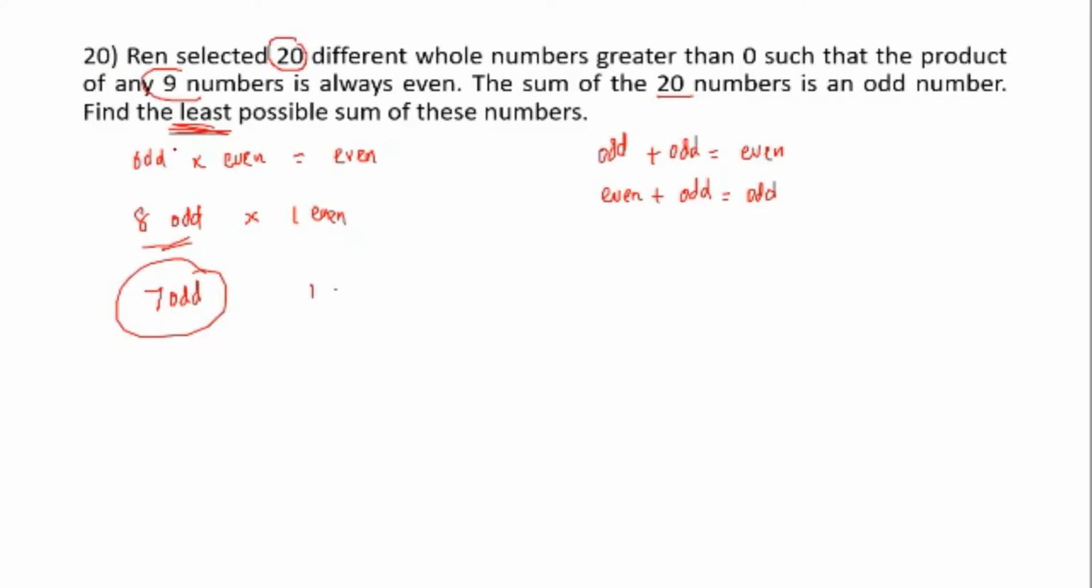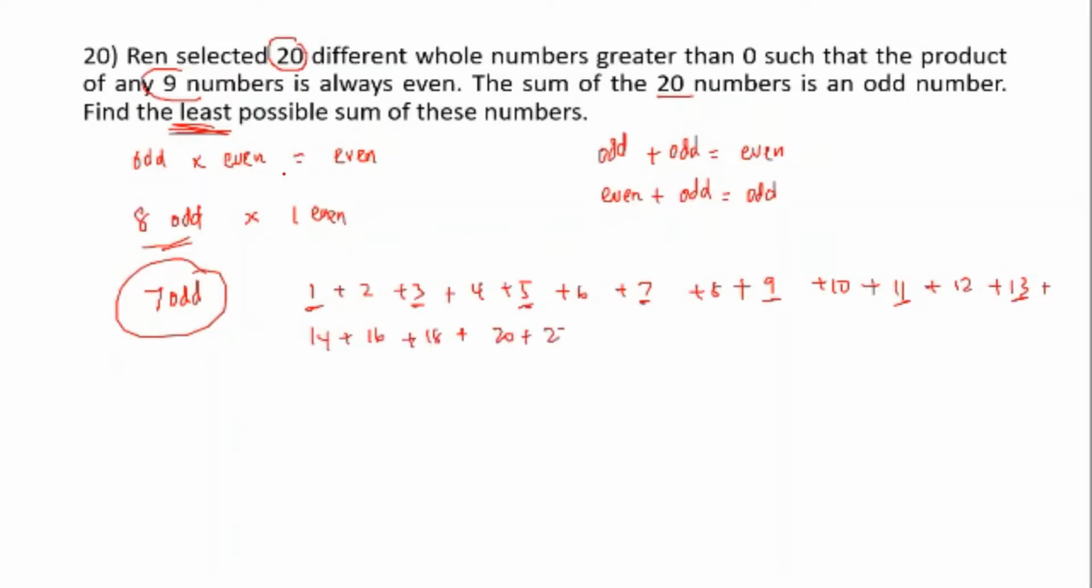So they are 1, 2, 3. Remember the odd numbers that we have included. 4, 5. I'll underline the odd. 6, 7, 8, 9, 10, 11. So we've got 6 odd now. 12. Now it's the 7th odd number. That's the last odd number we can have, and the rest should be just even. So 14, 16, 18, 20, 22, 24, and 26.